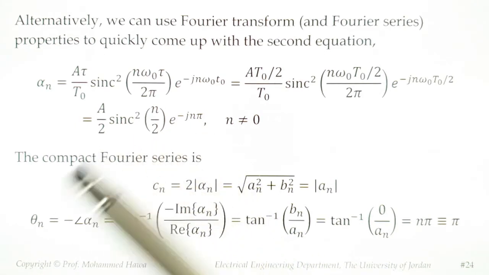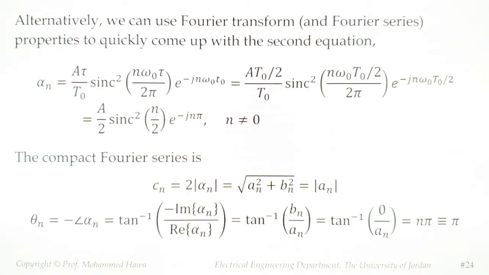That is the answer I obtained from Fourier transform properties, but it's equivalent to the answer I obtained earlier from integration, and you can verify that by trying to substitute n equal 1, n equal 2, n equal 3, and finding alpha 1, alpha 2, alpha 3, alpha 4, and so on. You'll find it gives you the same exact complex number.